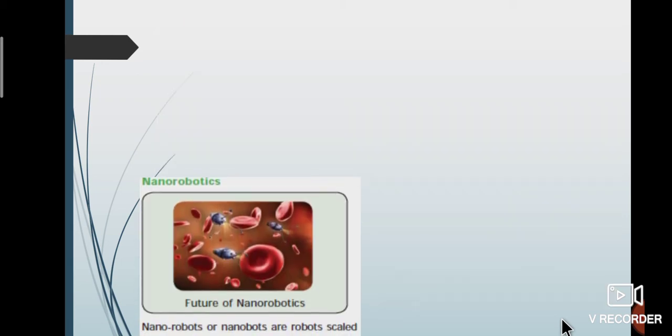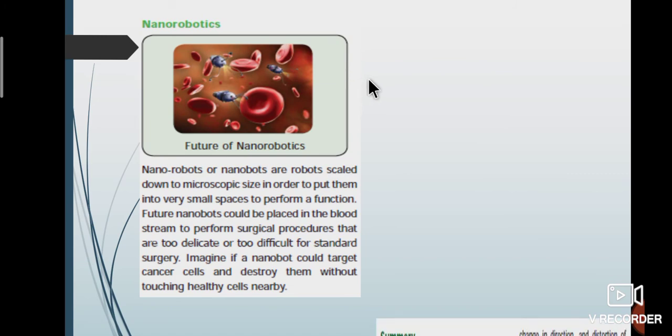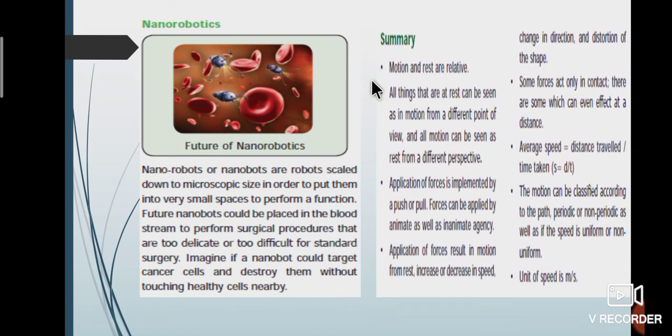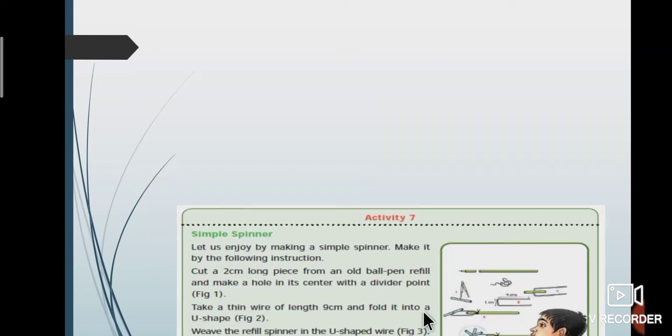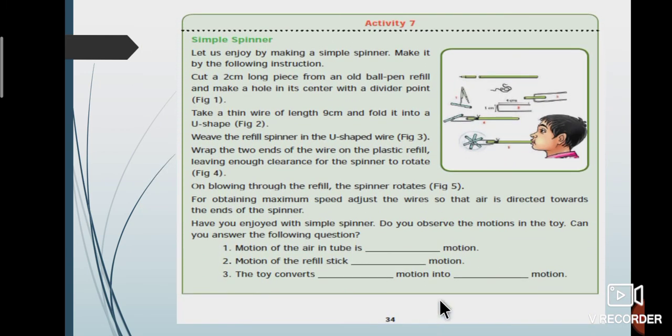Page number 33 also explains nanorobotics. Nanorobots or nanobots are scaled down to microscopic size in order to put them into very small spaces to perform a function. And this page has given the summary of the lesson. In page number 34, a simple activity is given to find the types of motion. I hope you all understand about forces and motion.